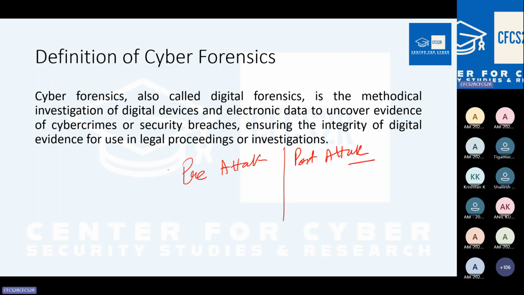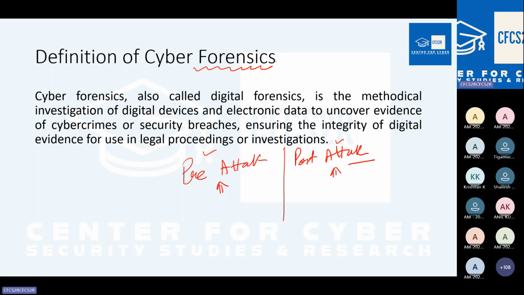Whenever we are talking about digital forensics, the methodology to work on pre-attack and post-attack is entirely different. Whenever we are working with some artifacts or any of the issues, I will mention whether this is a pre-attack scenario or a post-attack scenario. So it is very important to understand pre-attack and post-attack.